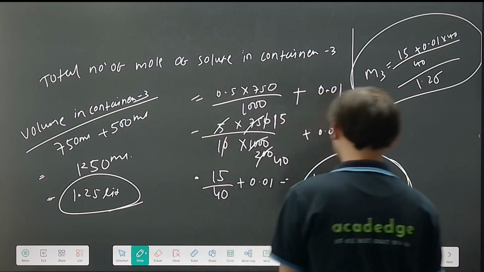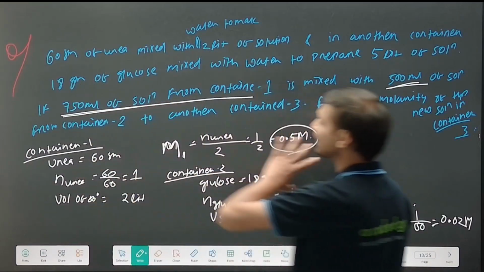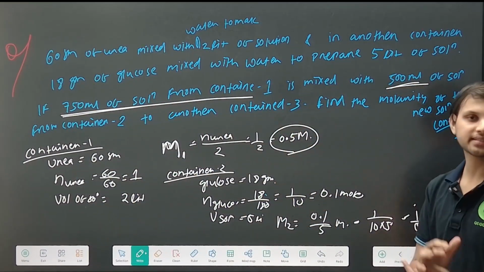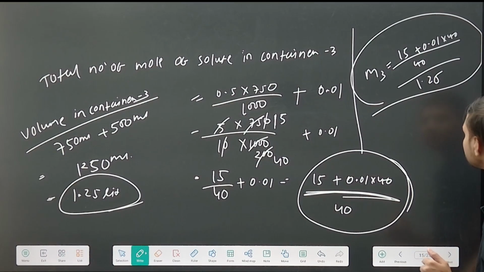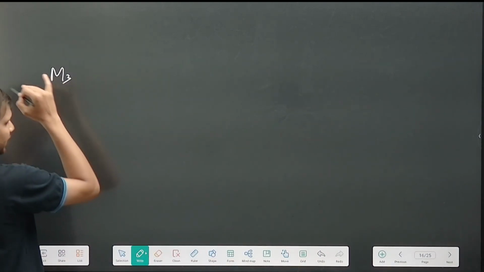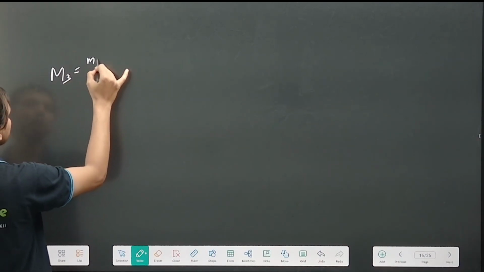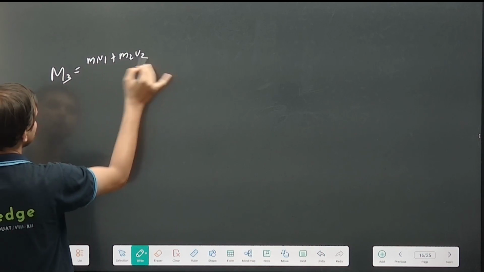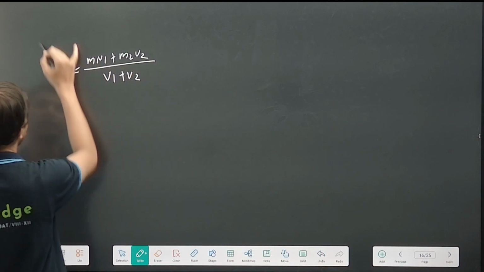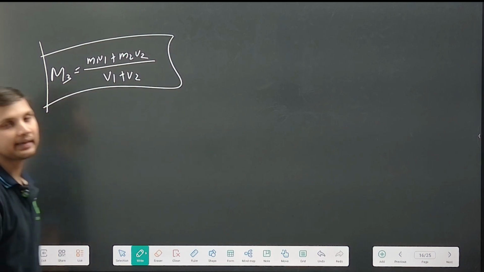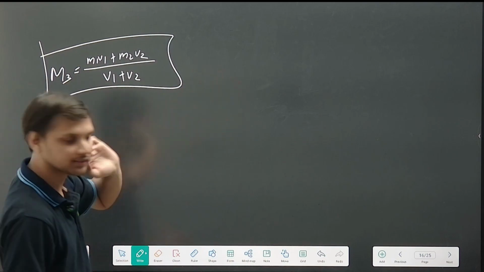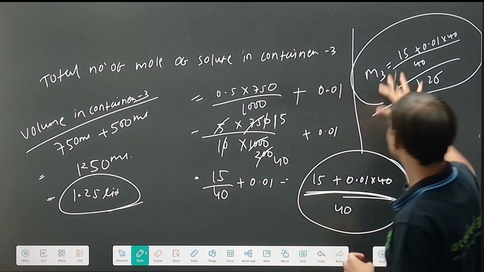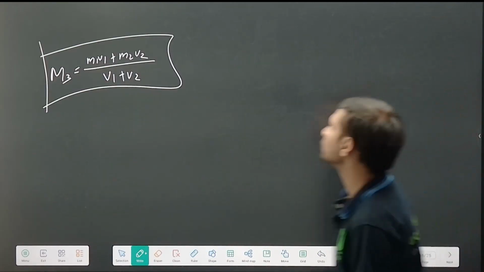Okay, this is the entire unitary method. In the entrance examination, we do not have this much time to solve it in a brief manner. So there is a formula: M3 equals M1V1 plus M2V2 by V1 plus V2. I can easily calculate the molarity of the prepared solution by this formula. If you add this, you will get the same answer as you got from here. Okay, so this is all about your molarity.